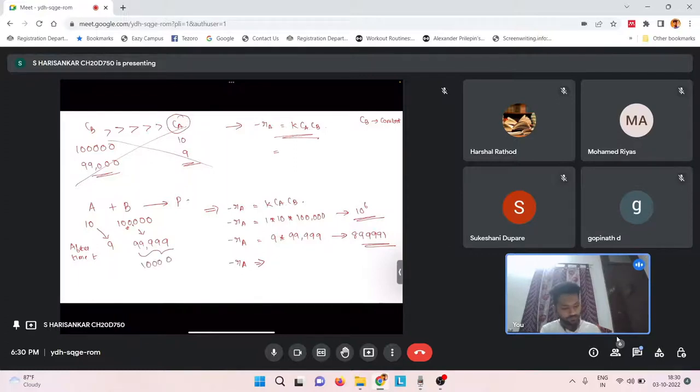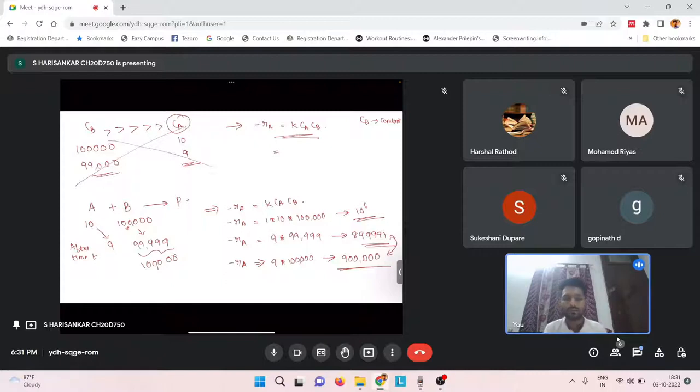Now the same case, you are assuming this pseudo order reaction, and you are just taking this 99,999 as 100,000 itself. Then 9 into 100,000 will be a reaction rate of 900,000. You can see there is not a lot of difference between these two values.